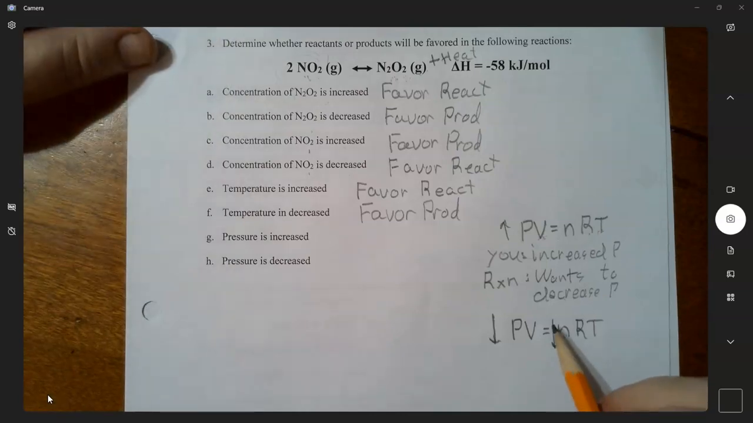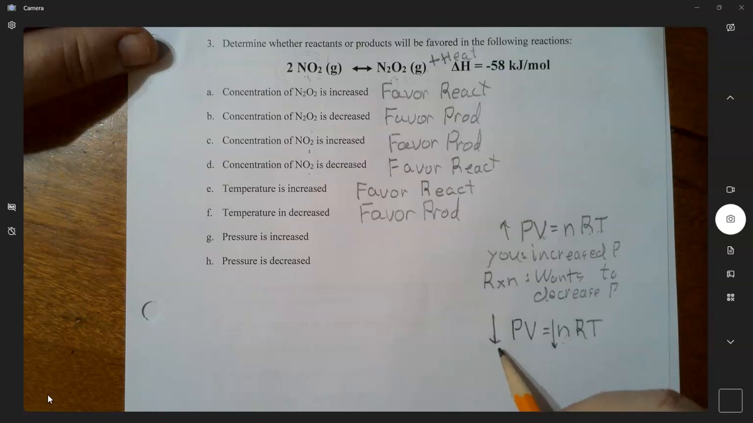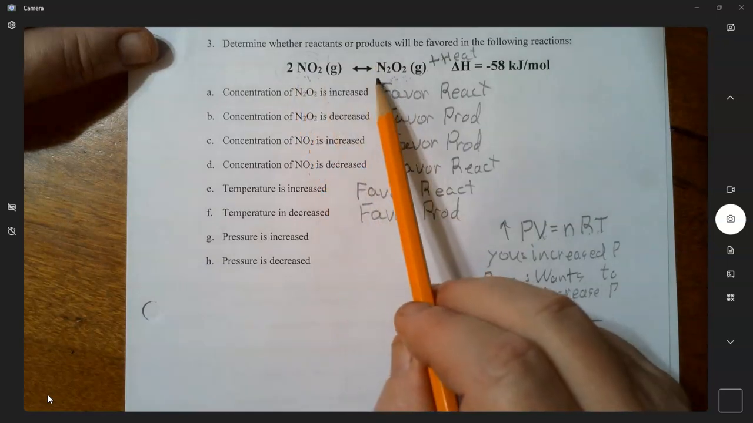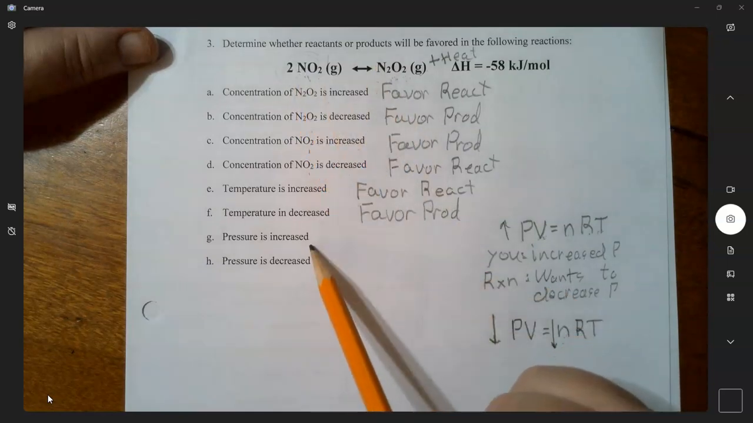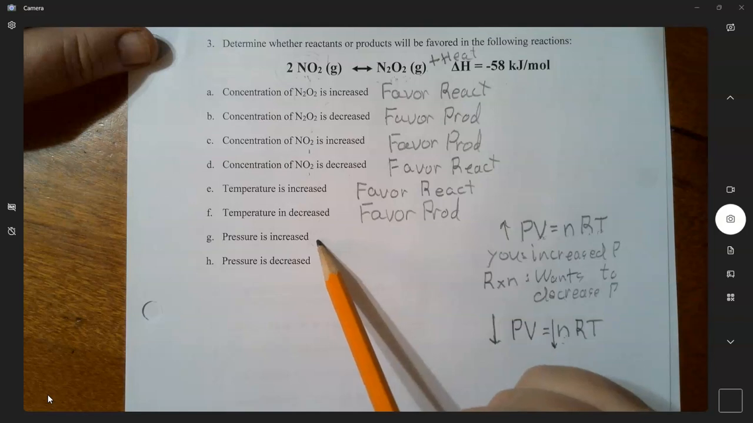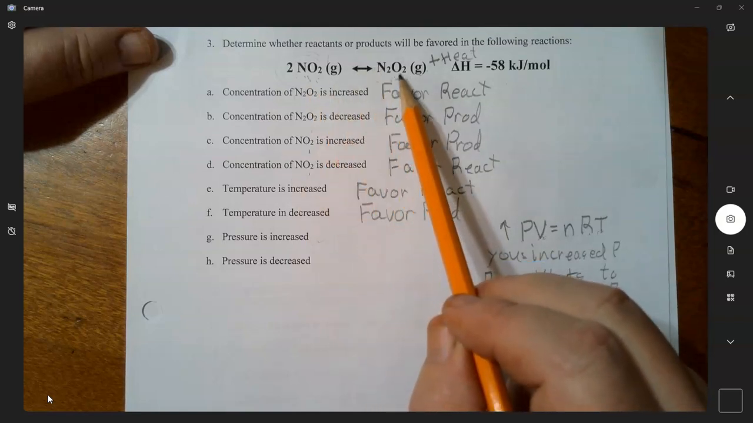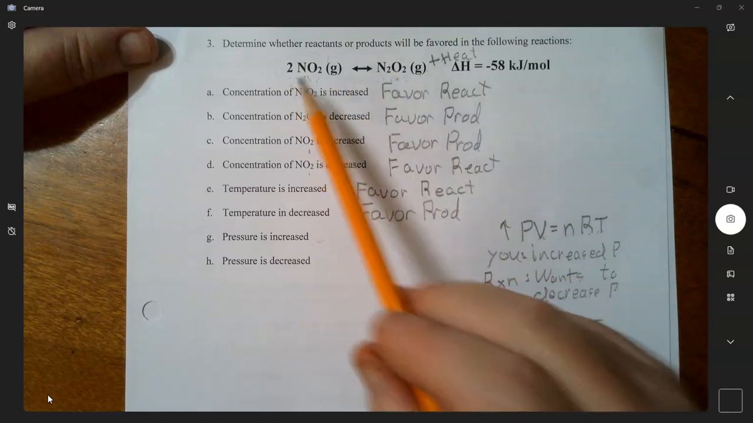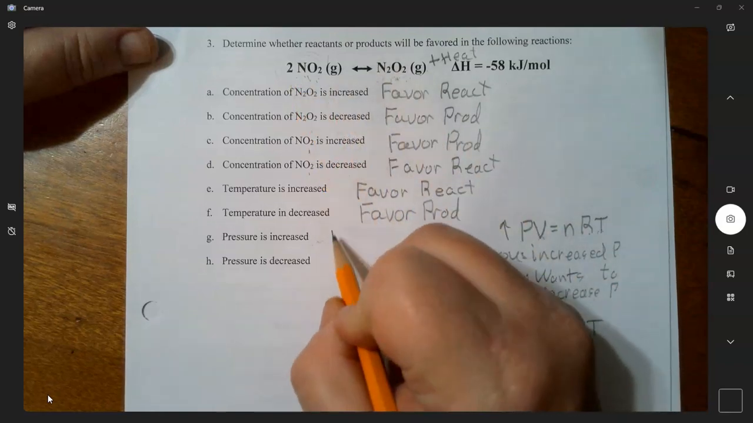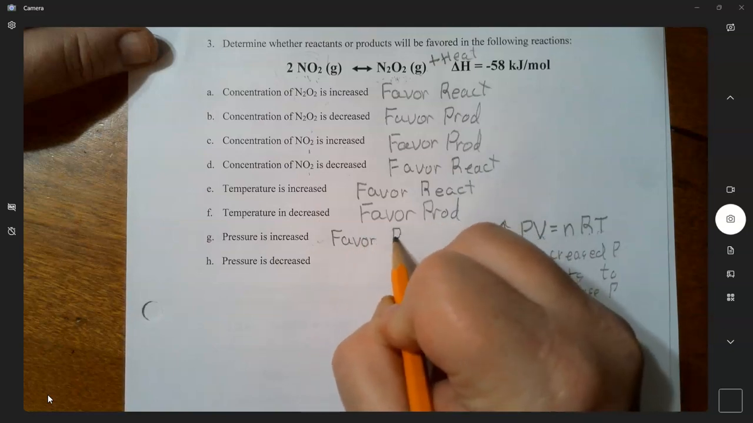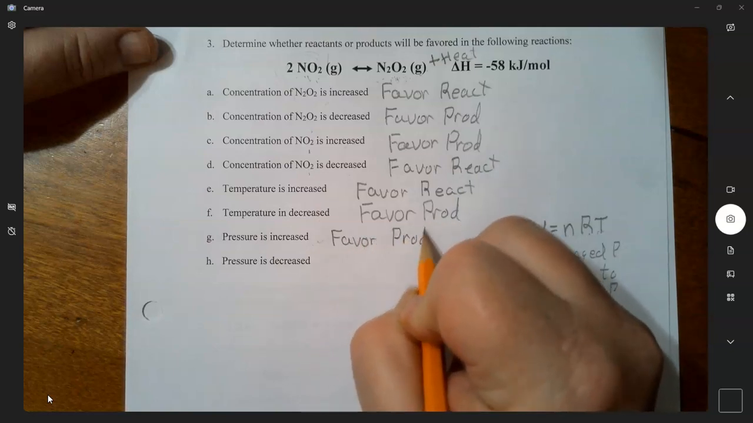Okay, so if it decreases the number of moles, it will do what it wants to do, which is decrease the pressure. So in this case, this side has 2 moles, this side has 1 mole. You increase the pressure, it wants to decrease it, so it wants to go more to the direction of fewer moles. 1 mole versus 2 moles, so this is going to favor products. Again, think about that. Be sure it makes sense.